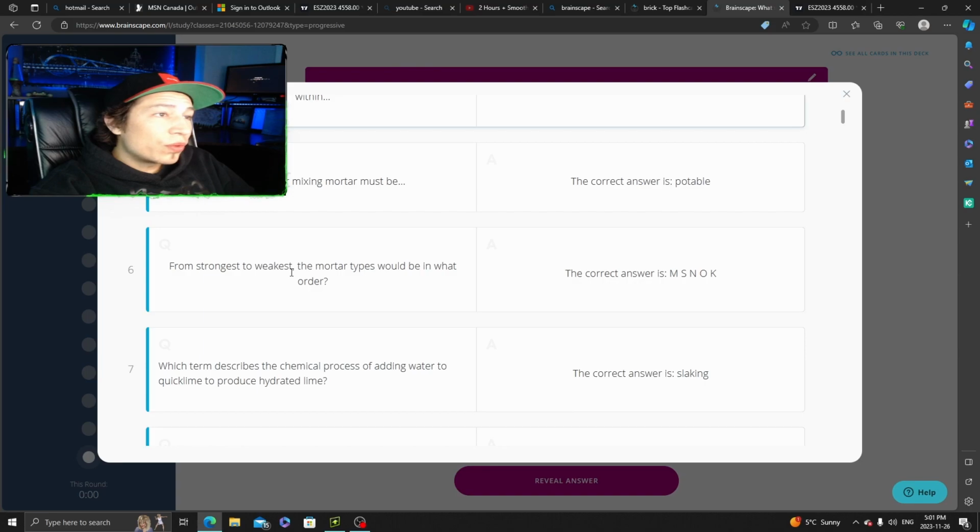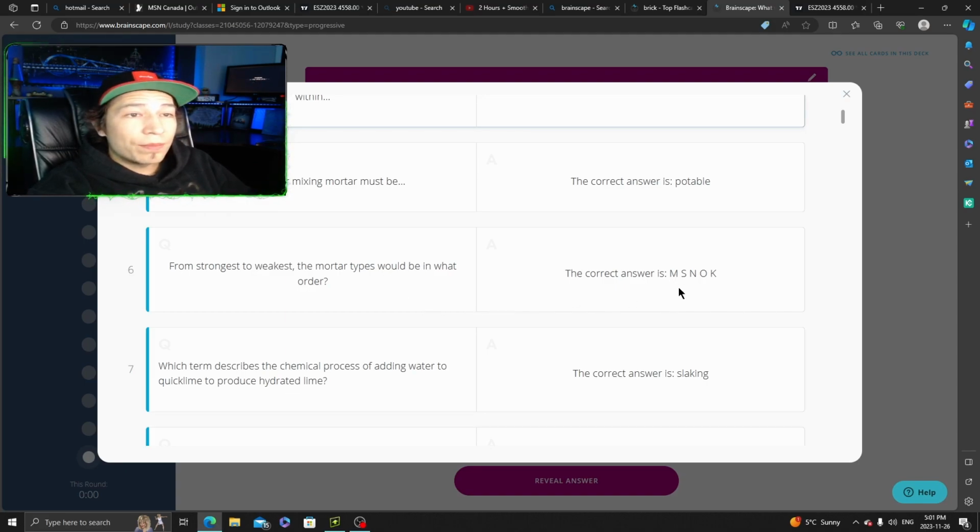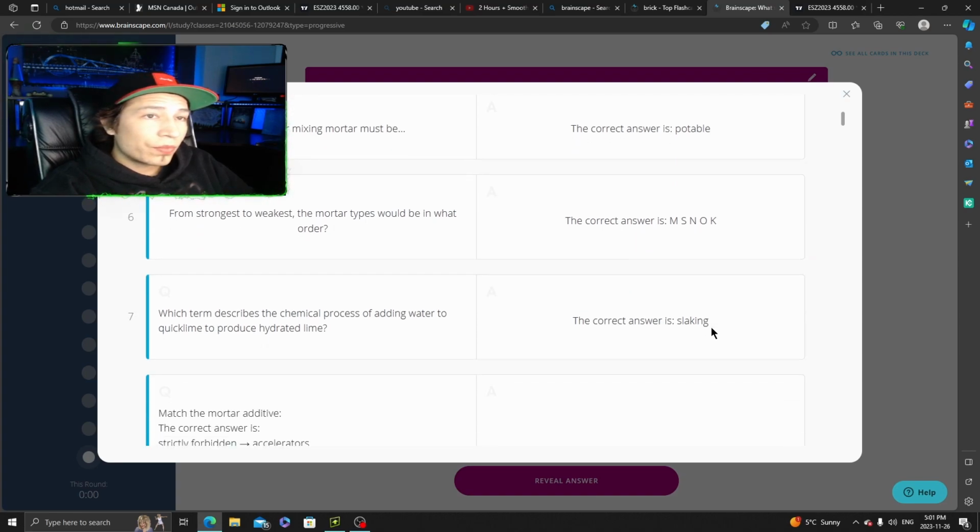From strongest to weakest, the mortar types would be in what order? M, S, N, O, K. Don't know what that stands for, or if Masonry. Okay, so from strongest to weakest, the mortar types would be in what order? M, S, N, O, K. Masonry.